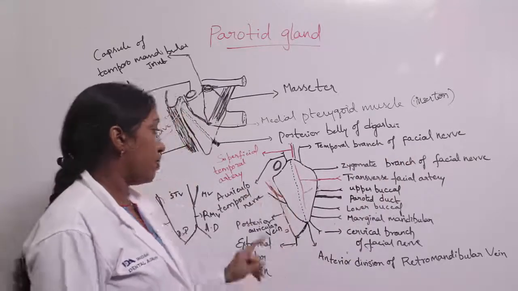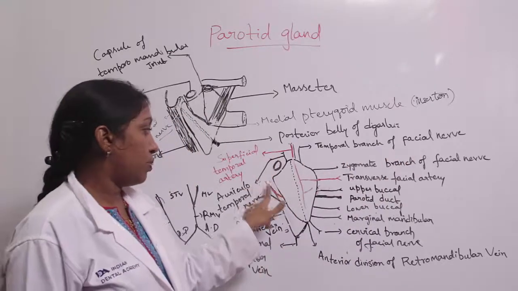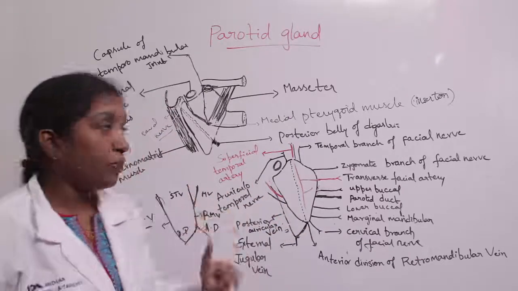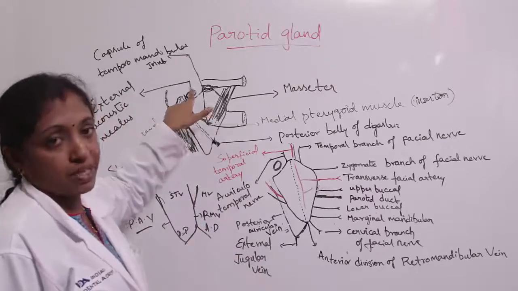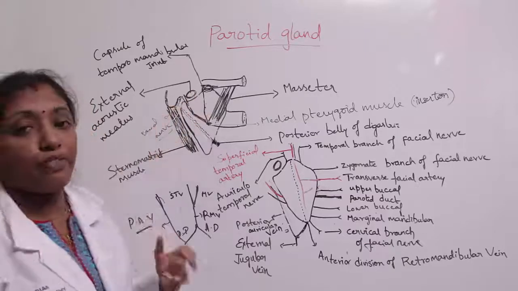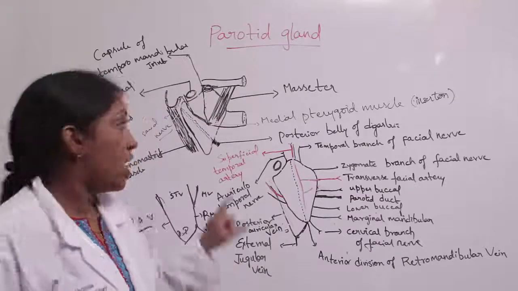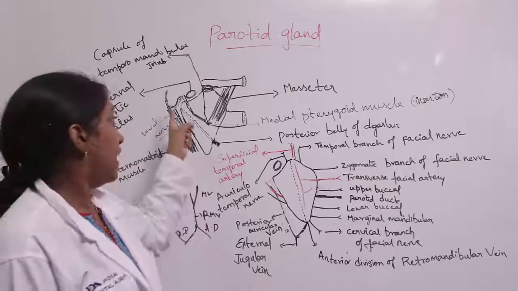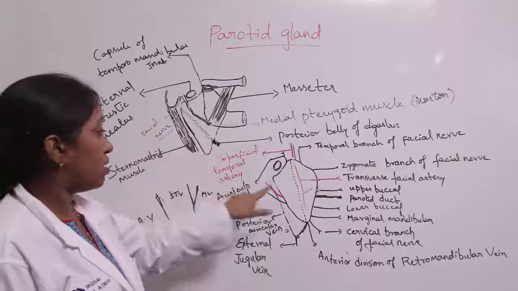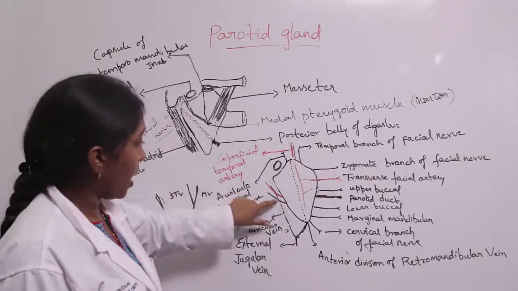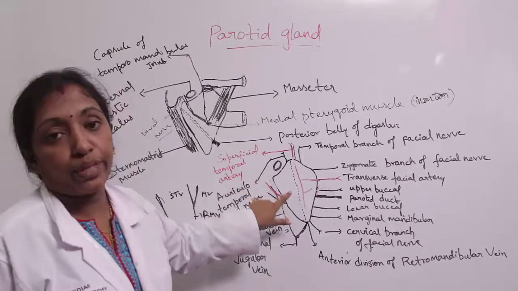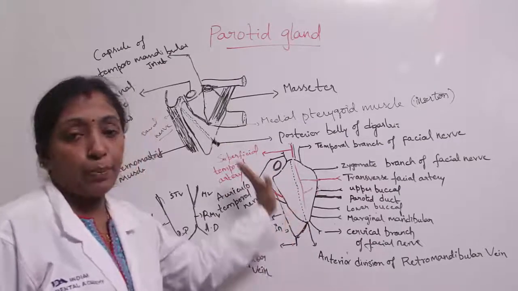Coming to the posterior border, it is related to the posterior auricular branch of the external carotid artery and the posterior auricular nerve. Here one point is there. After emerging from the stylomastoid foramen, the facial nerve gives one branch, the posterior auricular branch, and after giving it, it enters into the posteromedial surface of the parotid gland. So here is the posterior auricular branch of the facial nerve and also the posterior auricular branch of the external carotid artery. These are the structures emerging from the posterior border.